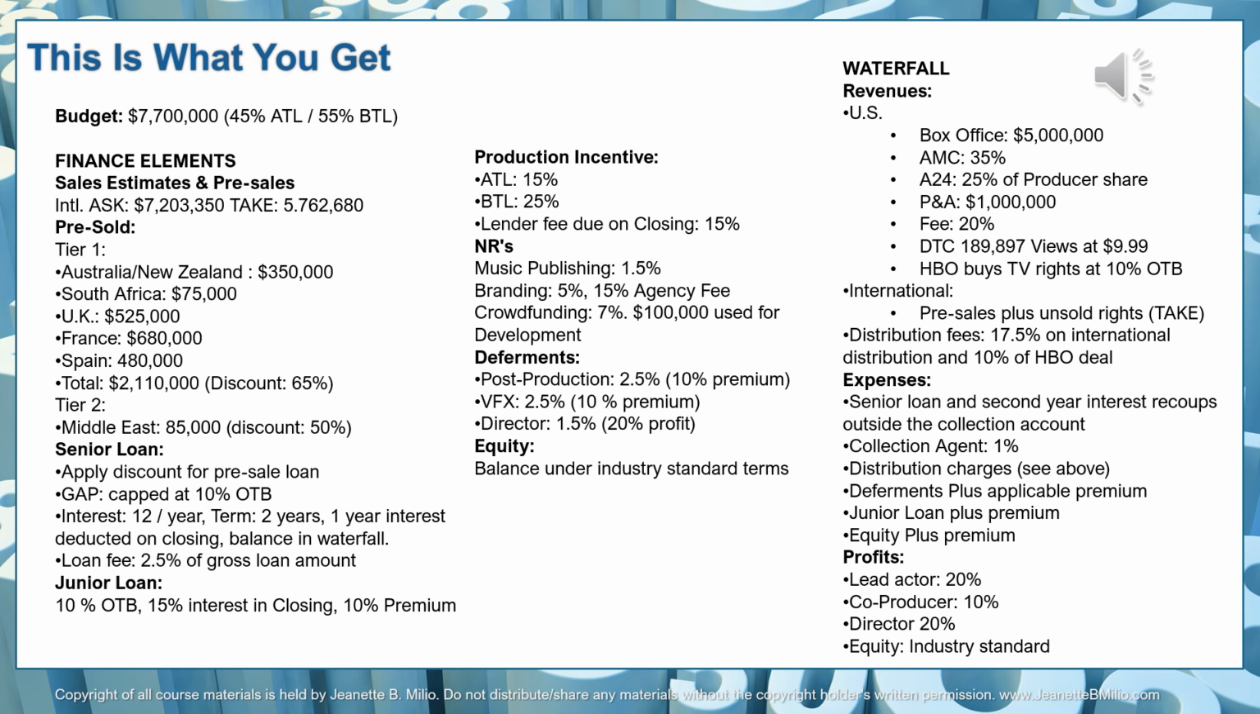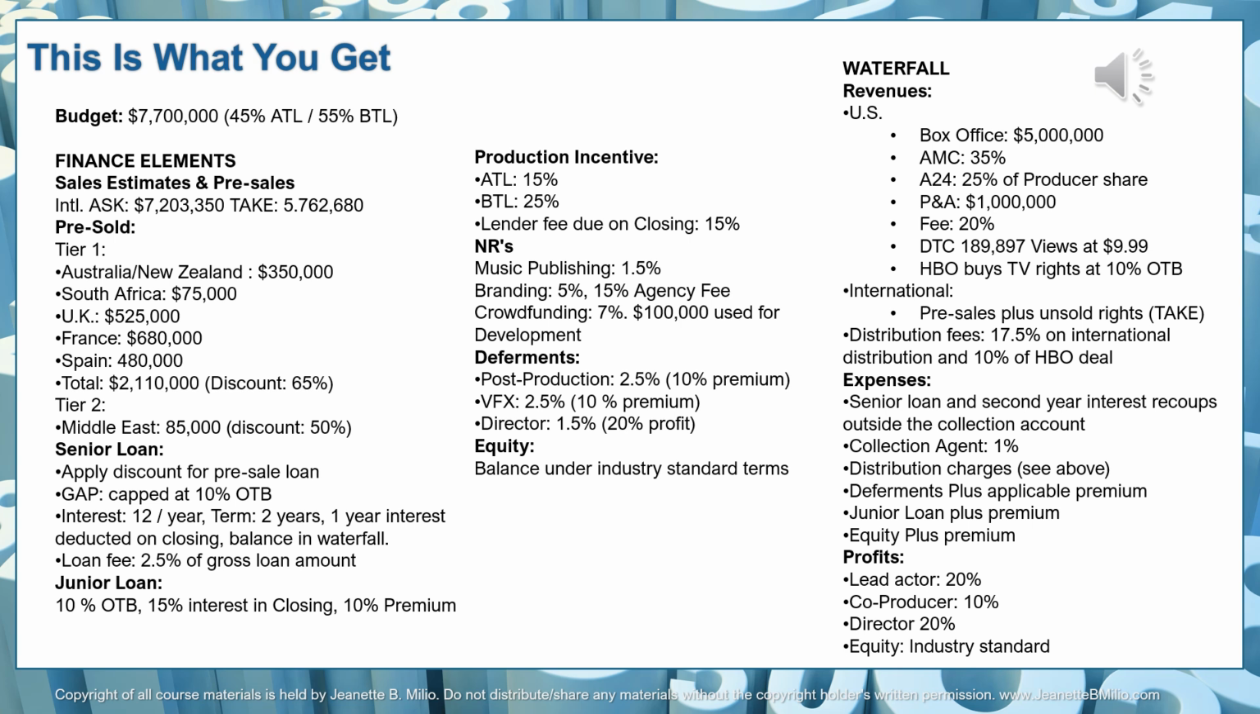We're going to have a finance plan that has all the normal structures, with pre-sales in the tier 1 and tier 2 sections. We have a waterfall that has a Rent a Studio deal with A24. We're also doing a direct-to-consumer deal as well as a sale to HBO. So let's take a closer look for this movie.